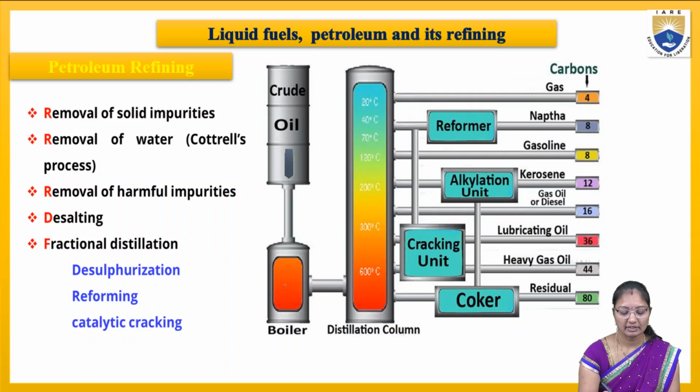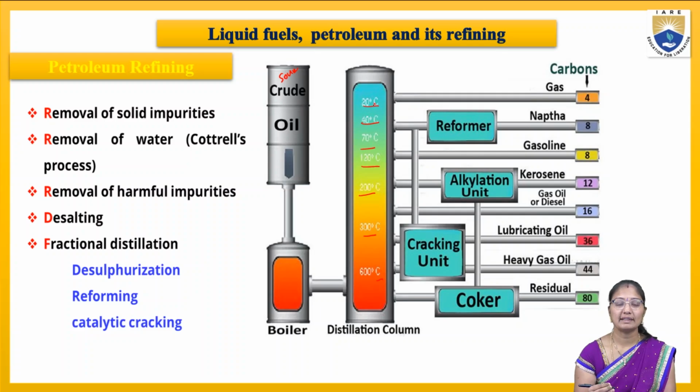Here this is the boiler and this is the crude oil source. It goes through the boiler, then the distillation column where the temperatures we can see are 600 degrees, 300, 200, 120, 70, 40 and 20 degrees. This is based on the boiling, the temperature, the evaporation rate. The first, at 600 degrees, is the coker. This is called residue crude oil. It contains 80% of the carbons, and the heavy gas oil is at 600 degrees centigrade.